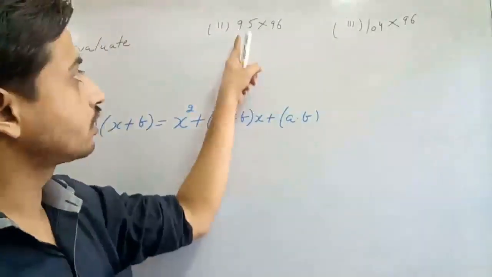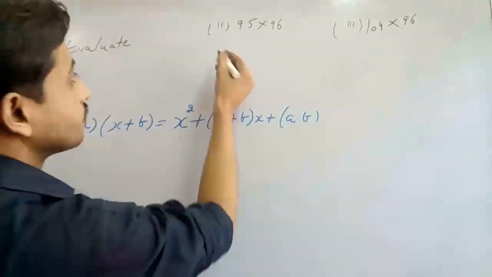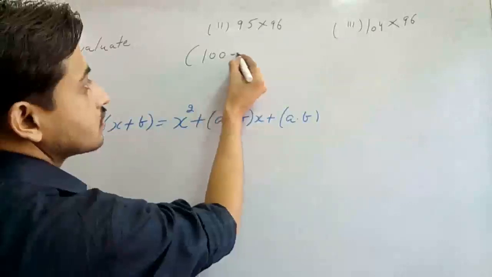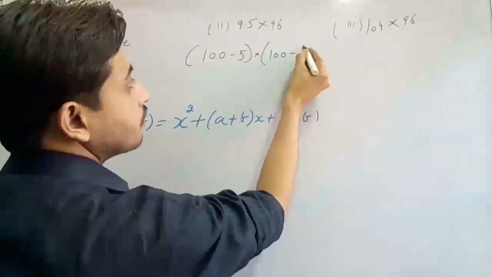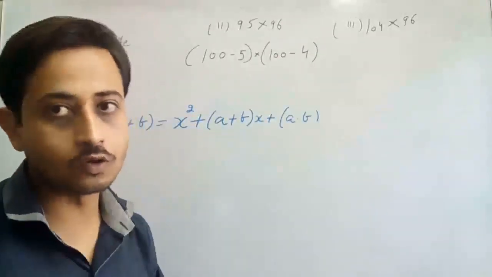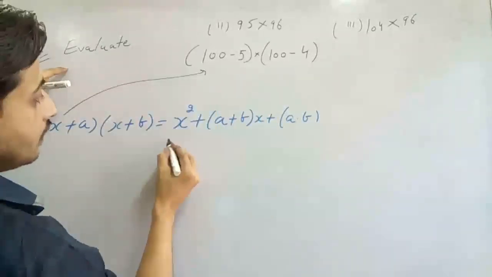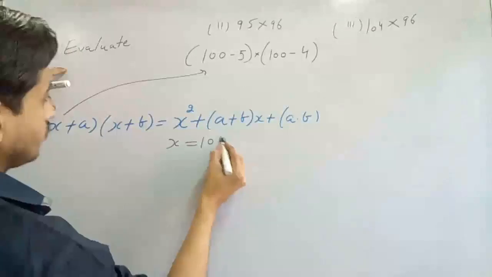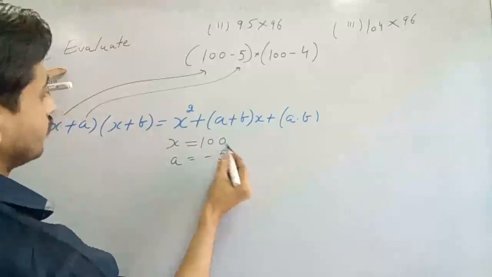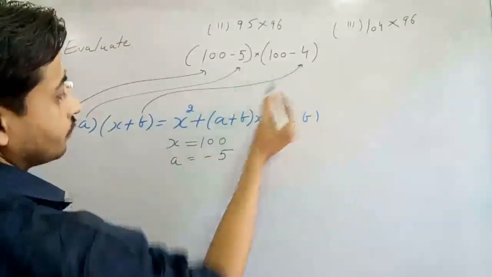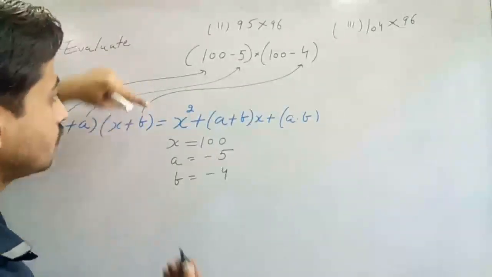Now our second part is what? 95 multiply 96. So 95 can be written as 100 minus 5, and 96 can be written as 100 minus 4. Now it's very easy to do the comparison. x is what? x is 100. Now a is minus 5. Now b is minus 4.